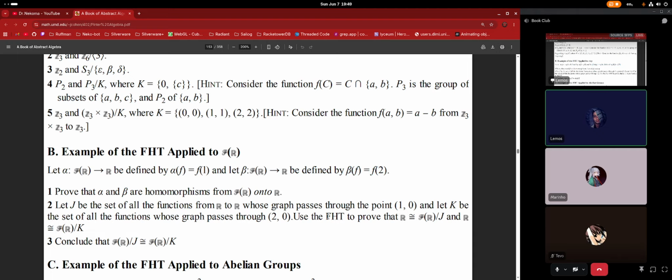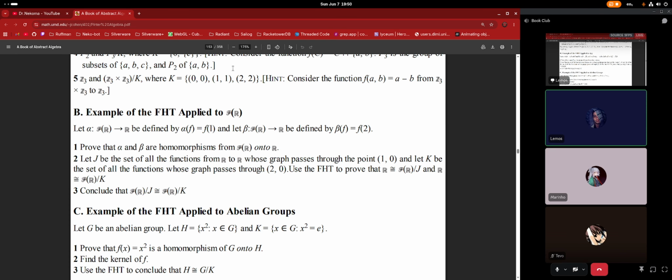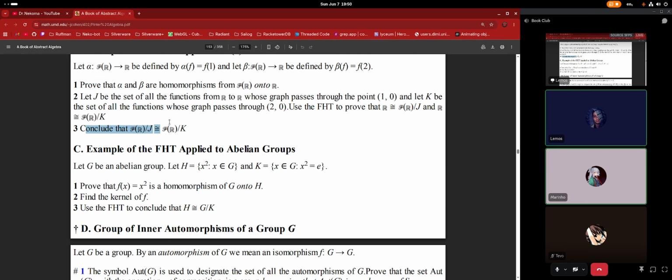Use the fundamental homomorphism theorem to prove that there is an isomorphism between the higher order function with respect to J and the one with K. But this is very intuitive, right? We don't need to do the mechanical portions of this exercise to understand what this is going to be. I think this is pretty okay. And then the conclusion is that they are even isomorphic to each other, because there is of course a one-to-one correspondence between all the graphs that pass through the point 1, 0, and all the graphs that pass through 2, 0.